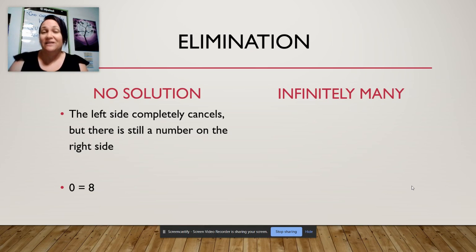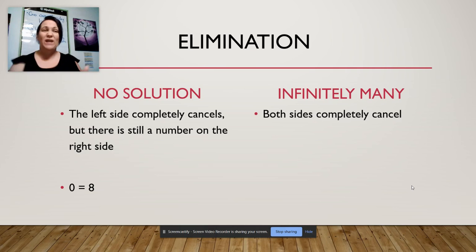And then to get infinitely many for elimination, literally everything cancels out. So the x's cancel, the y's cancel, the other side of the equal sign cancels, like everything is gone. Technically, that's going to leave you with a 0 equals 0. Okay, and like on our substitution, that is a true statement. 0 does equal 0. So if everything 100% completely cancels out, then you write as your final answer the phrase infinitely many. Remember, 0 equals 0 is not the final answer.